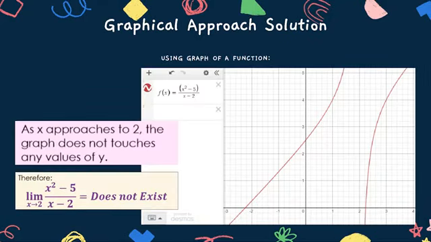Let's check the graphical approach. And here we see as x approaches 2, the graph does not touch any values of y. Therefore, the limit does not exist.